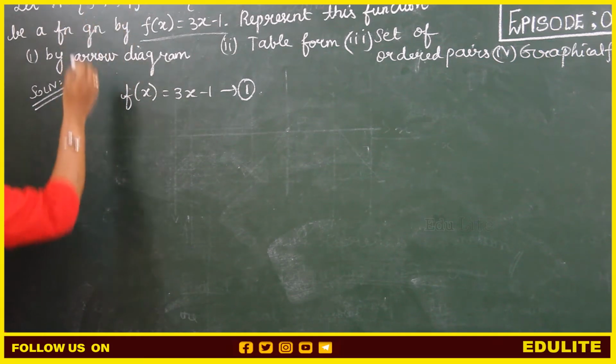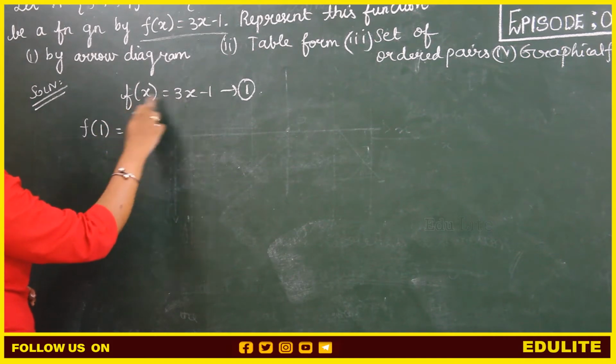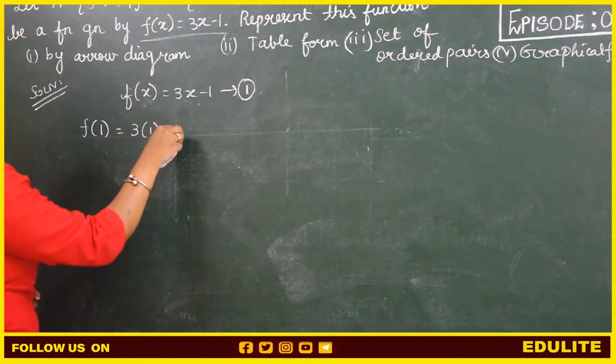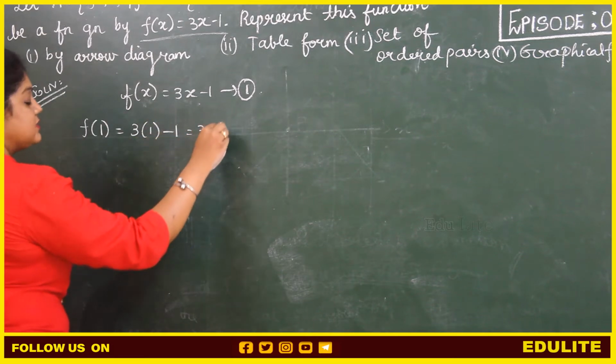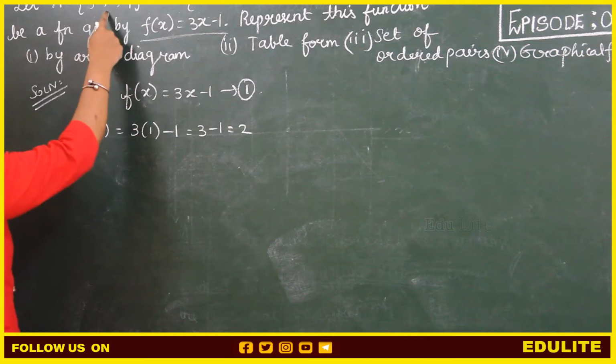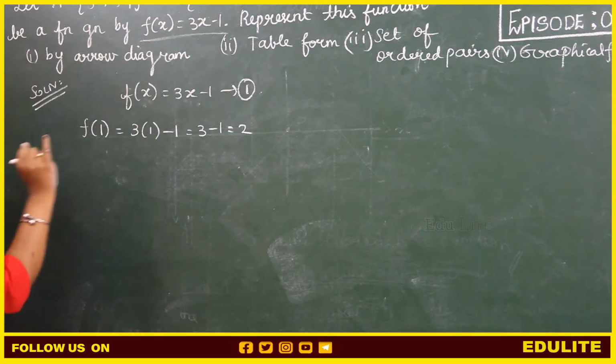We will do it one by one. First I will consider the value of x as 1. So substituting x as 1 on both sides, f of 1 is equal to 3 into 1 minus 1. 3 ones are 3, minus 1 gives us 2. Which means the value 1 from A is mapped to 2 from B. So we have found one mapping.